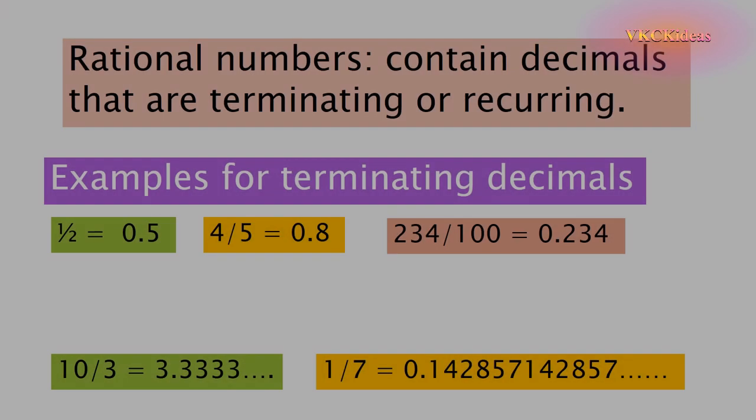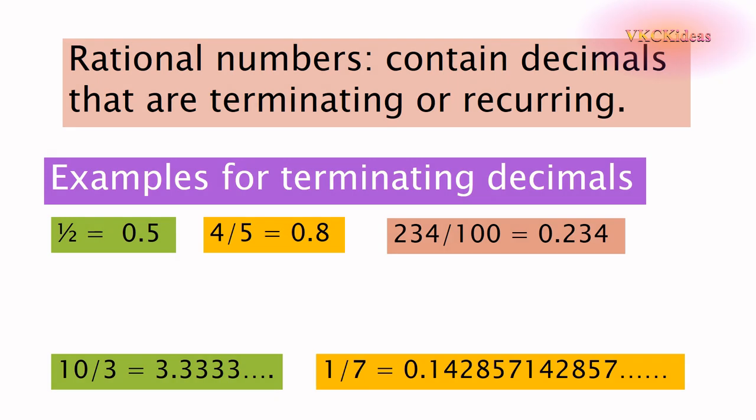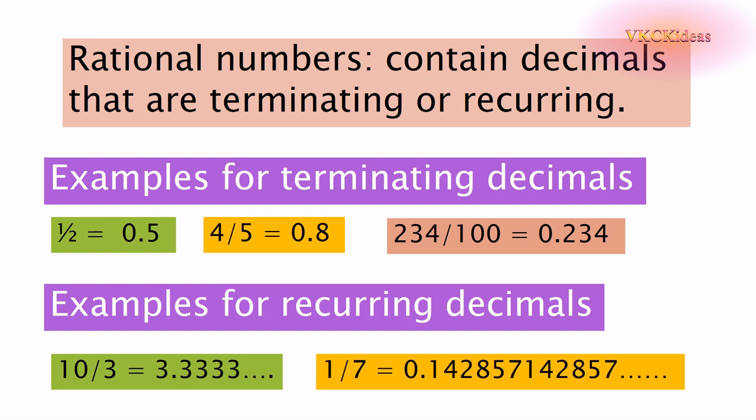Yes, the first set of decimals are terminating decimals because they are ending, and this set is recurring. Recurring means they are repeating. No end for these decimals. Some set of numbers are repeating. The same number may be repeating, or some set of numbers may be repeating, but both of them are recurring decimals. Rational numbers contain terminating or recurring decimals. Now it is time to move on to irrational numbers.